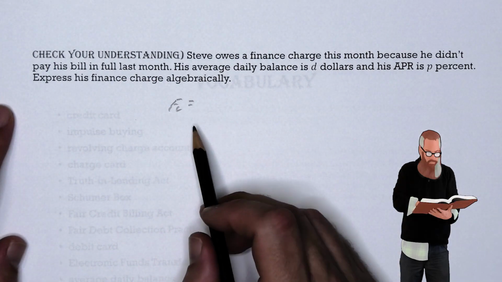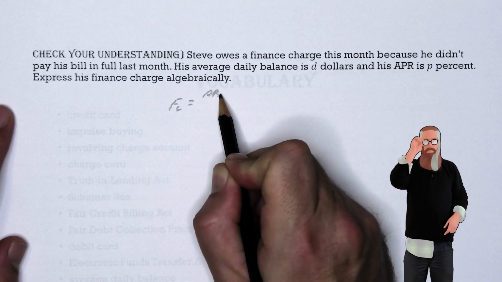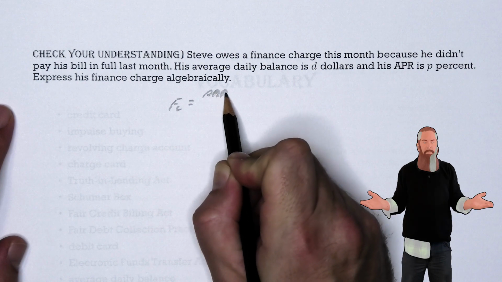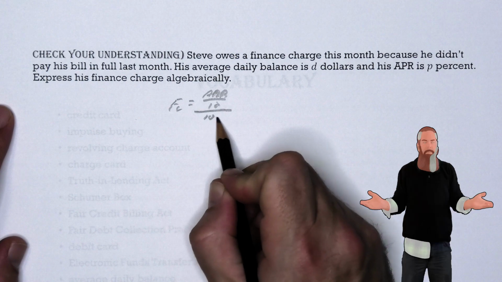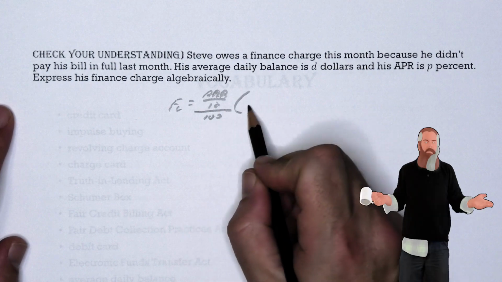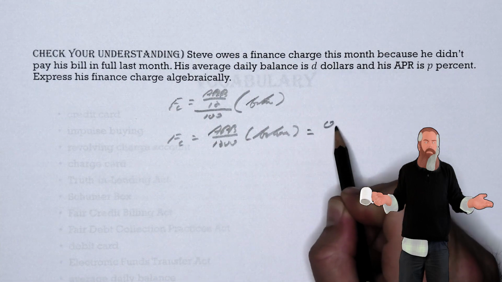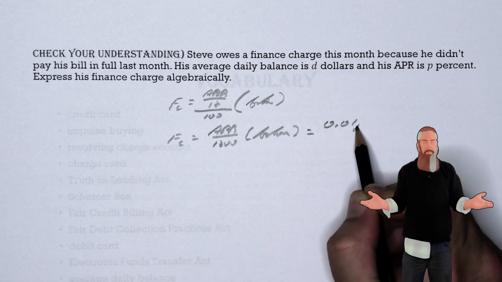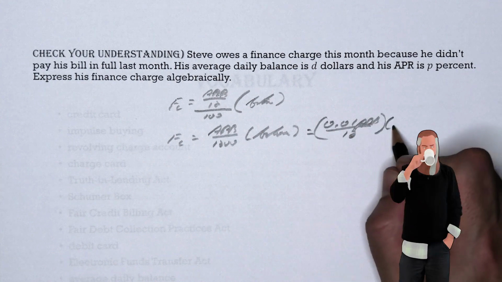So we know that to find the finance charge, we're going to take the annual percentage rate and divide that by 12. We're also going to divide all of that by 100, and then we're going to multiply by the balance. Another way that you could write this is 0.01 times the APR divided by 12 times the balance.